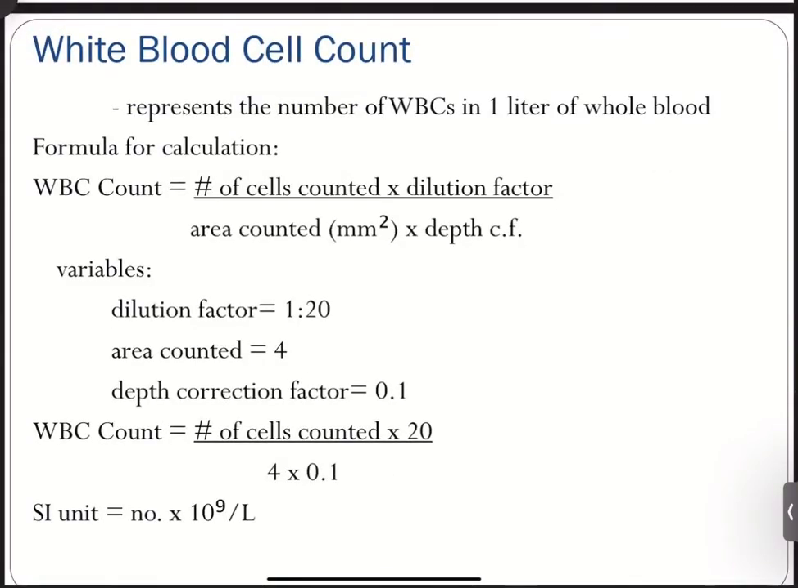Okay, the WBC count represents the WBCs found in 1 liter of whole blood. The formula is the same as our general formula. The variables are the dilution, 20, which is 1 to 20, the dilution found in your WBC pipette. The area counted is 4, for the 4 large squares counted in the hemocytometer. Then the depth is 0.1, which is constant. The SI unit being used is 10 raised to 9 per liter.